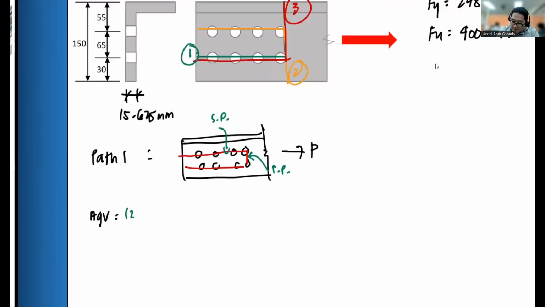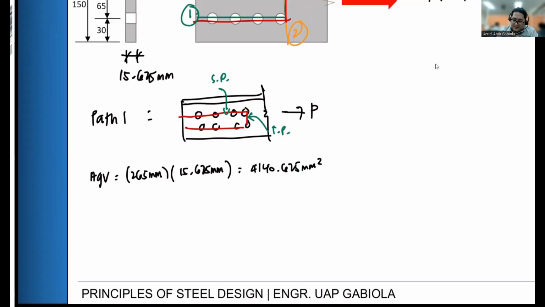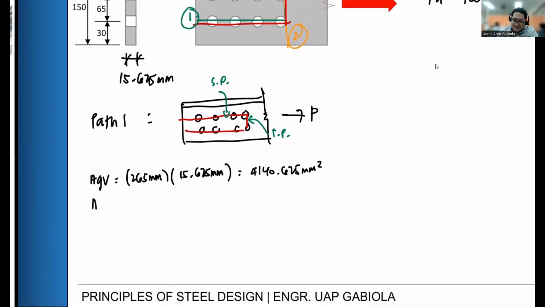So we have 265 mm, and then our thickness of 15.625 mm. So we have 265 times 15.625, which is 4,140.625 mm squared. Okay, that's our AGV. And then next we have ANV.